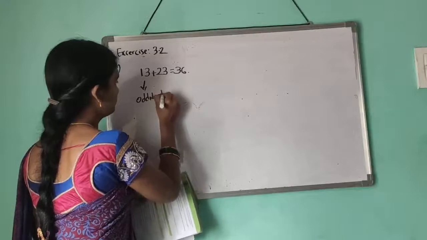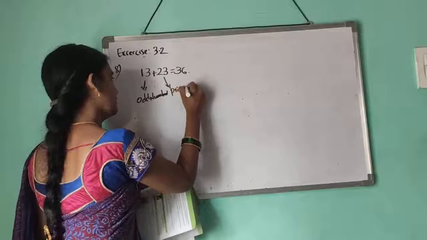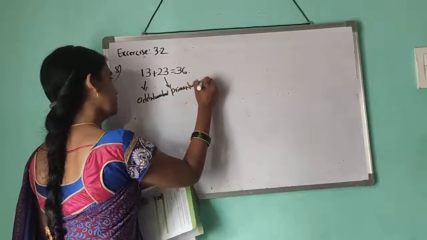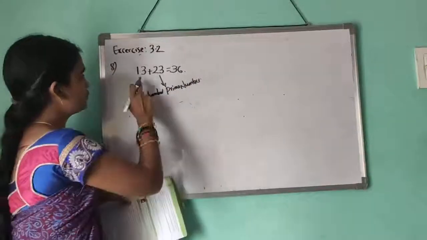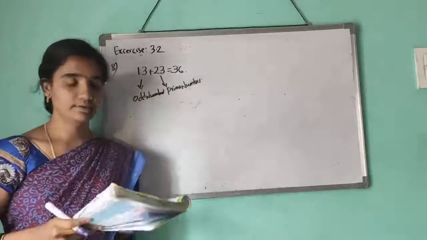13 is an odd number, 23 is a prime number. By adding these 2 odd prime numbers, I get the sum 36.